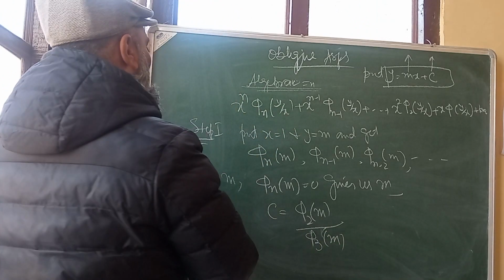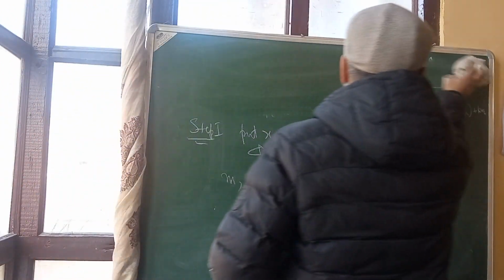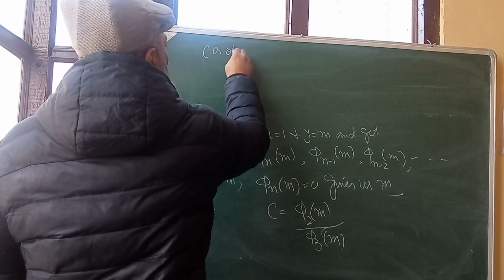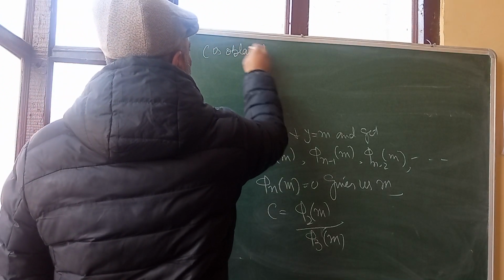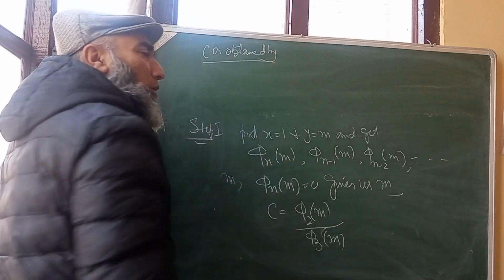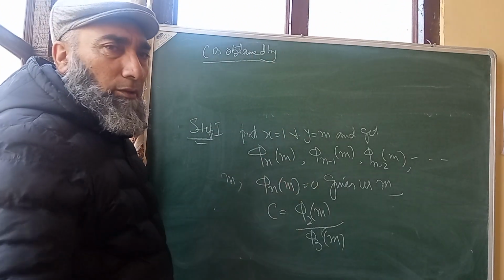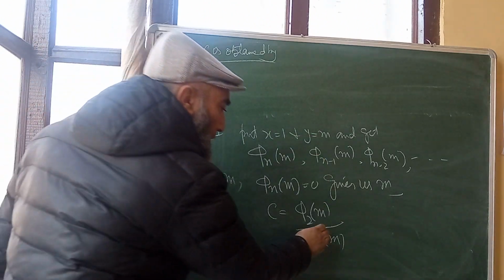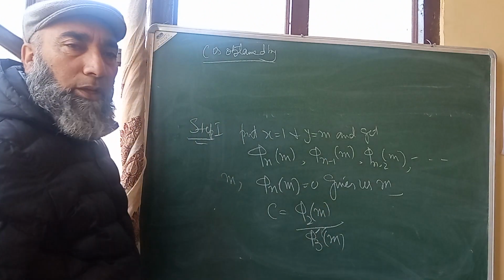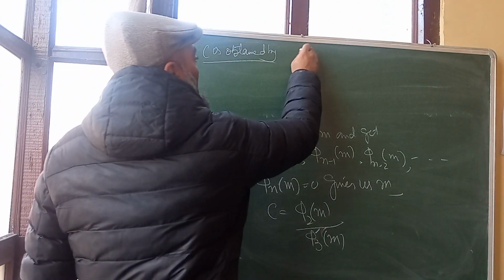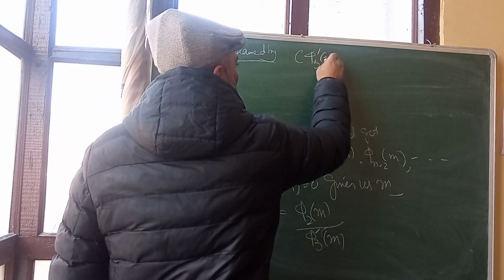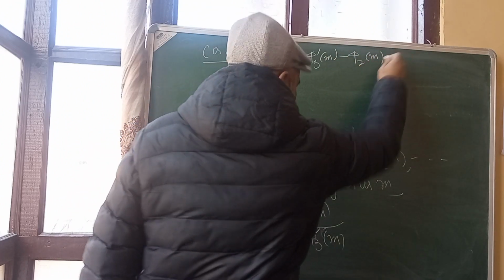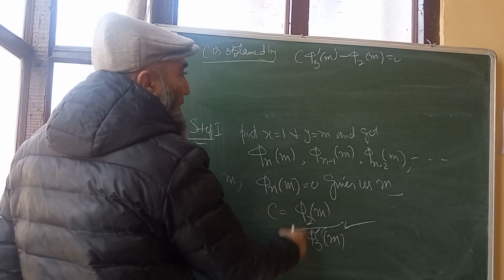Or c is obtained by this: you need not solve this article, you can remember it. Still, if you are interested, you can see the article. If there is any problem, I can be of some help. c phi n dash of m minus phi n minus 1 of m equals 0. This is the same as this, c phi n dash and this.